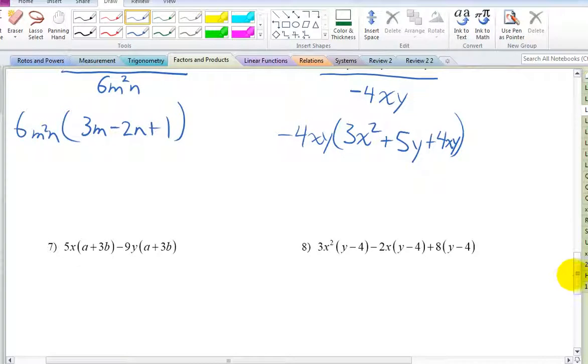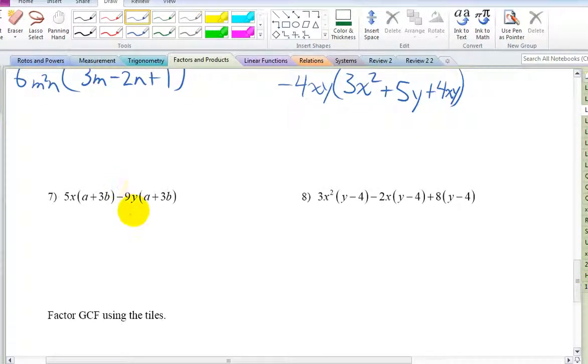Now, what I'm going to do to help you with this one, it looks weird, looks different. There's 2 terms. Terms are separated by plus or minus sign. What is the same in the 2 terms? What's your GCF? What's the same here as it is there? You can say it. A plus 3b, right? What's the same is that the GCF equals, in brackets, a plus 3b.